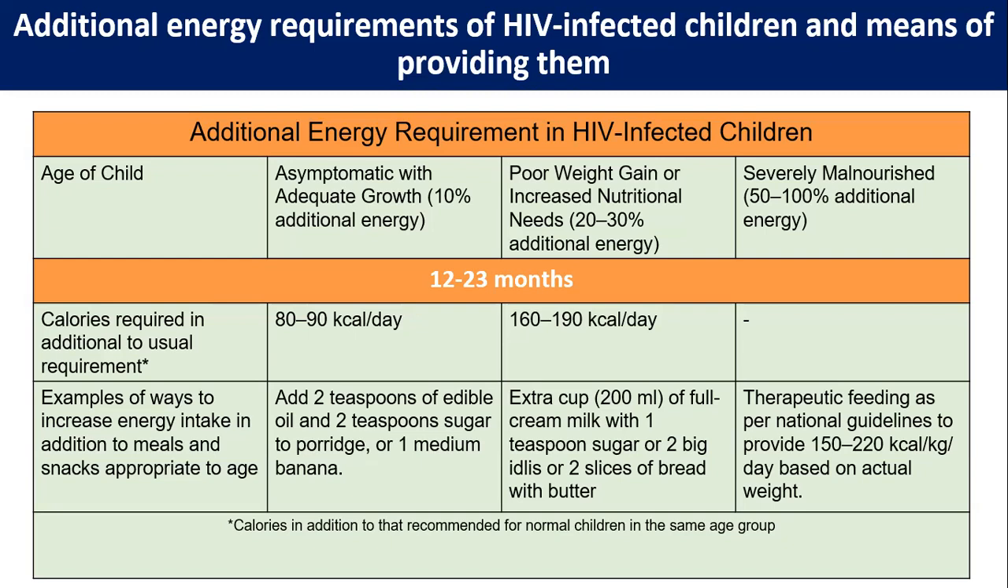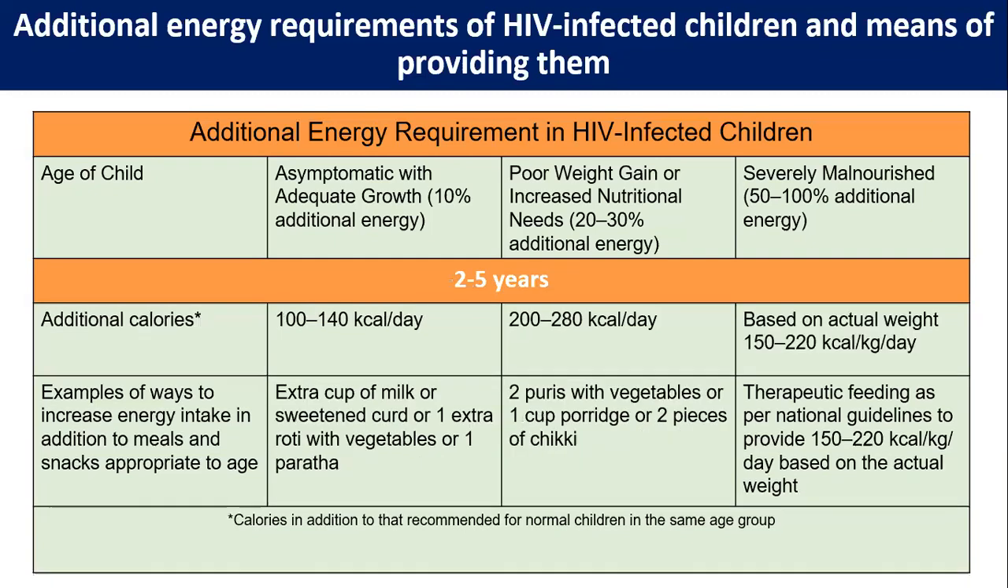Similarly, for providing 160 to 190 kilocalorie additional energy per day, we can add an extra cup, that is 200 ml of full cream milk with 1 teaspoon of sugar and 2 big idlis, depending on whether the patient is taking roti or taking idli. If he's taking idli, then we can add 2 big size idlis, or 2 slices of bread with butter can be added to provide the patient 160 to 190 kilocalorie of additional calorie.